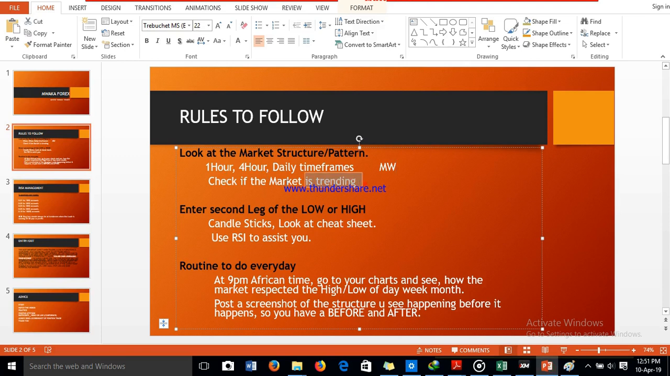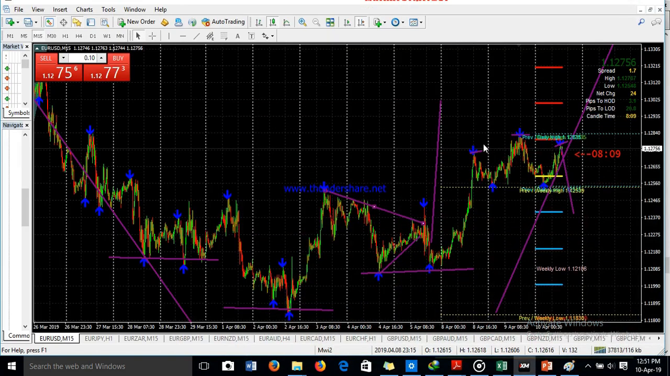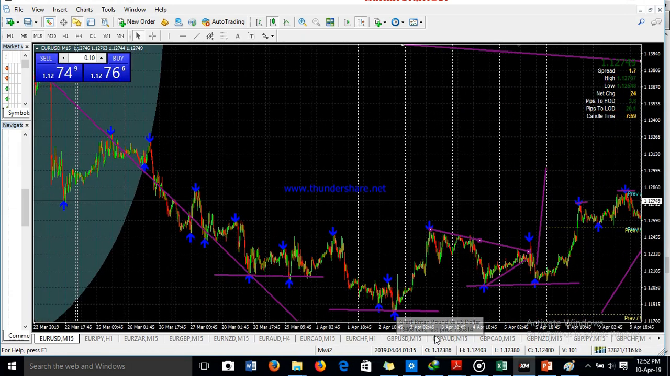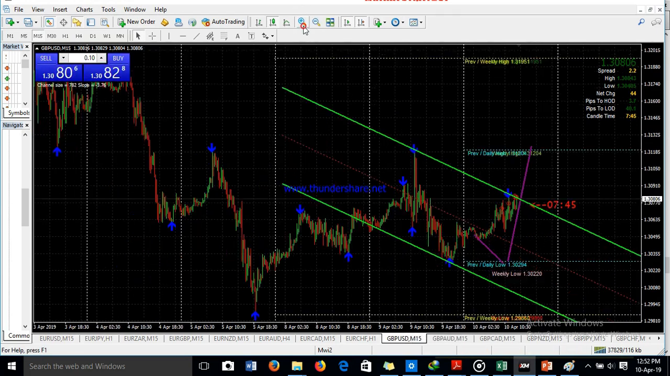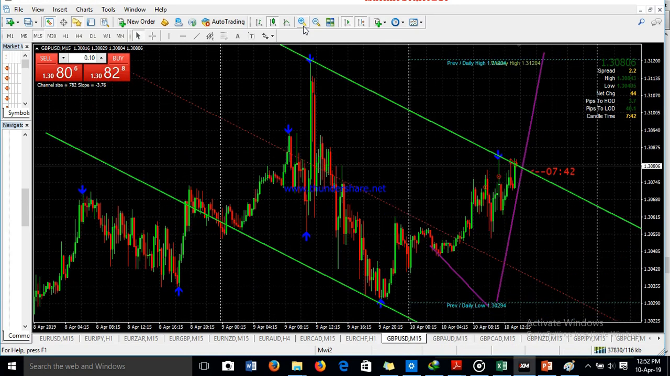The second thing that you have to look at is what? Check if the market is trending. Remember, you are not obligated to trade every chart. Someone can literally be making money on a single chart. In January, February, most of the setups I took came from GBP USD.